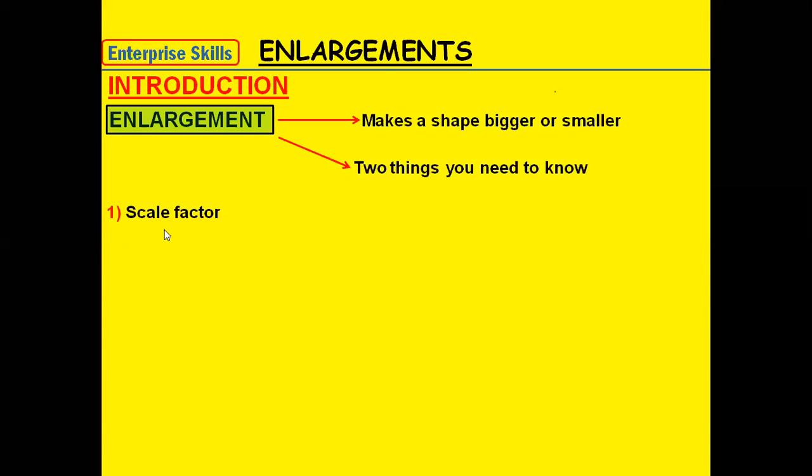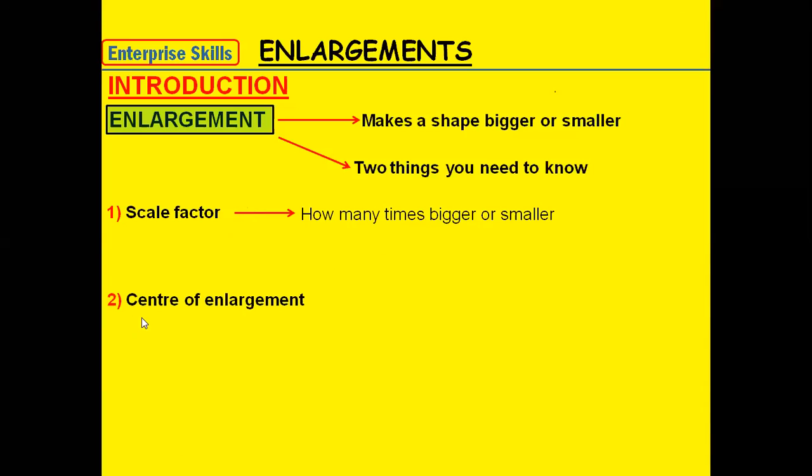We should know something called scale factor. What do we mean by the scale factor? It means how many times bigger or smaller the shape will be. If the shape was a square with 1 unit width, 1 unit length, or 1 by 1, and the scale factor is 2, it's going to be 2 by 2. So it's going to be double the size, or we multiply by 2.